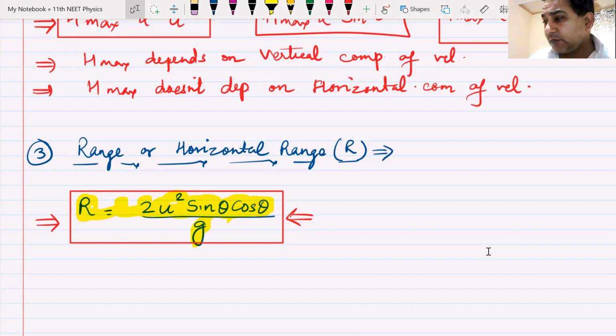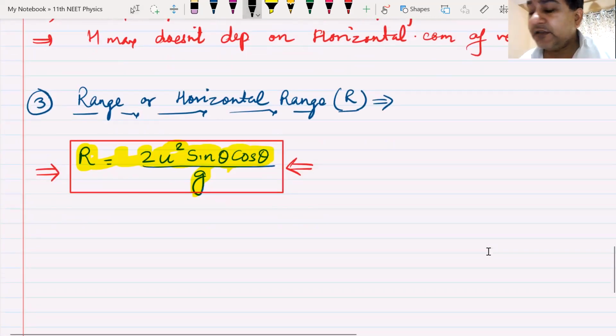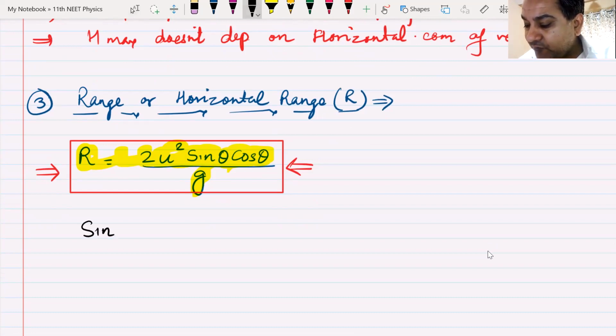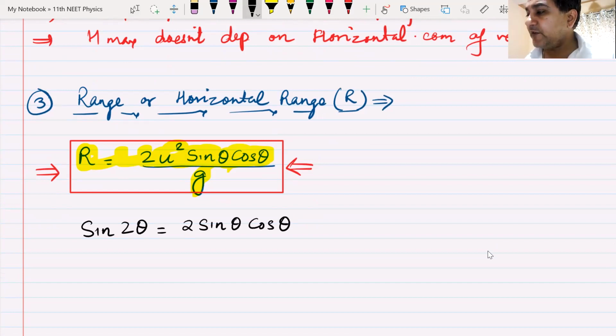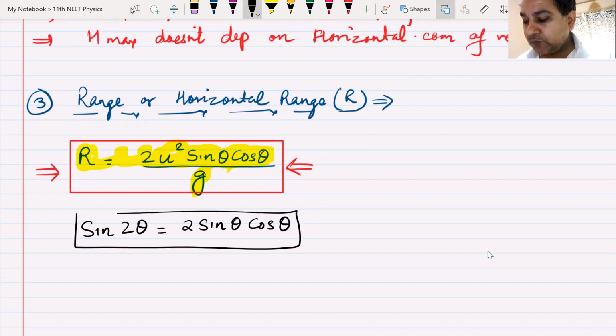Now, there is a simple formula in maths. You might not be aware of this, but there's a formula in maths where it says sine of 2 theta is 2 times sine theta into cos theta. Are we aware of this formula? Anyone is aware of this formula?